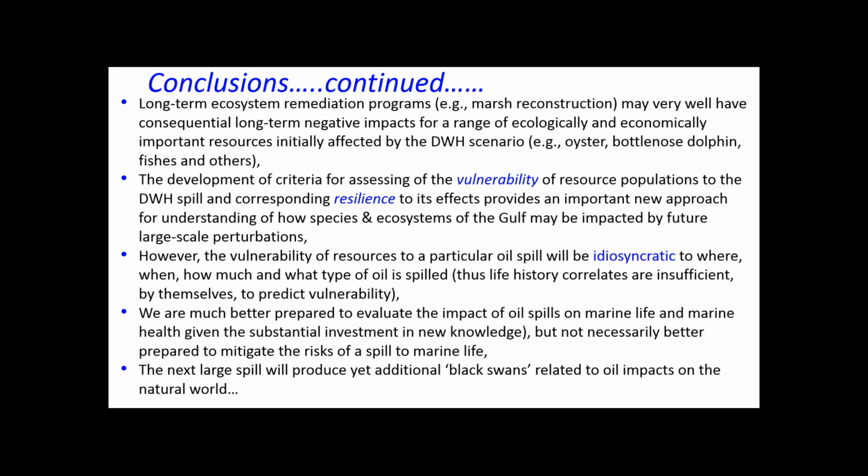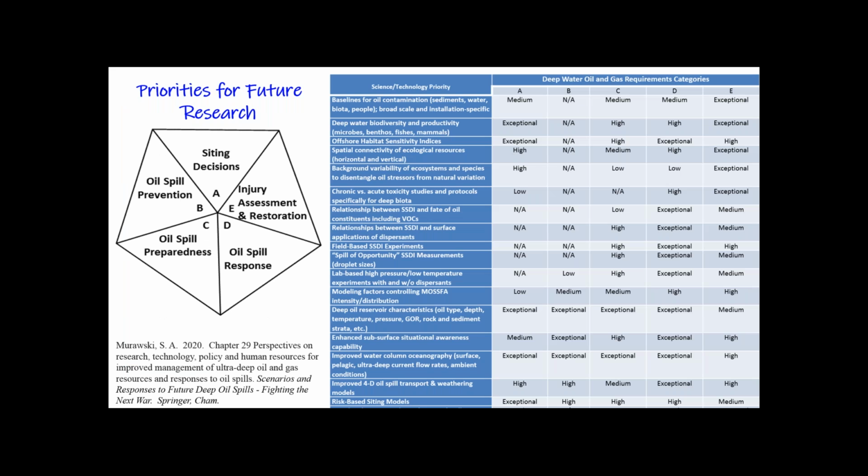One of the important takeaway messages is that many of these effects may be quite idiosyncratic to the species, and so trying to paint a broad brush in terms of what's happening to the environment may leave out a lot of important details. And lastly, the next large spill will certainly produce a number of other black swans, or unanticipated impacts, in terms of these environmental issues. I won't dwell on the priorities. You can read the paper.